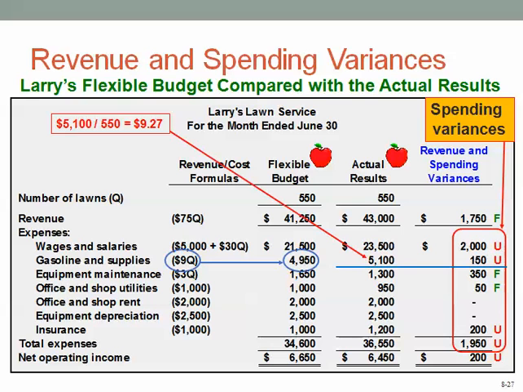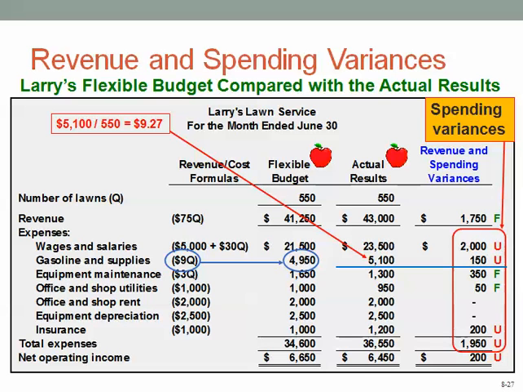Let's consider our gasoline expense. If we take our actual gasoline expense of $5,100 and divide it by the 550 lawns we cut, we see that on average we spent $9.27 per lawn. Before we prepared our budget, we only anticipated spending $9 per lawn. So we have an unfavorable variance because our actual cost ended up being higher than we would have anticipated.